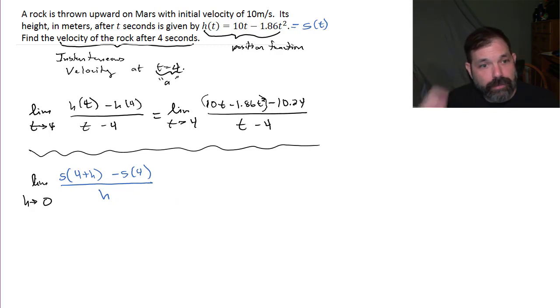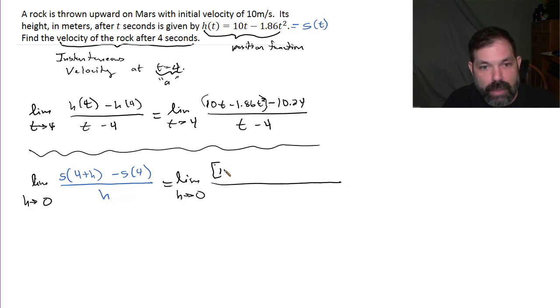All right, so now s of 4 plus h would be the limit with h approaching 0. So my position function at 4 plus h would be 10t, instead of t, 4 plus h, minus 1.86t squared, instead of t, 4 plus h squared. Let's not forget the square there. And then minus s of 4, that's again the position function, so minus 10.24, over h.